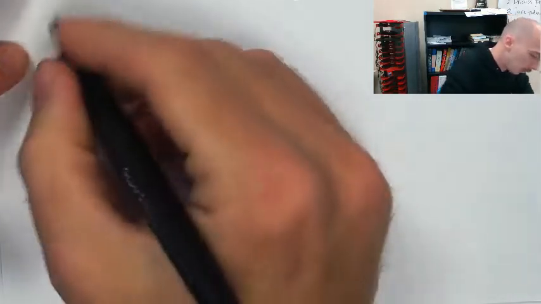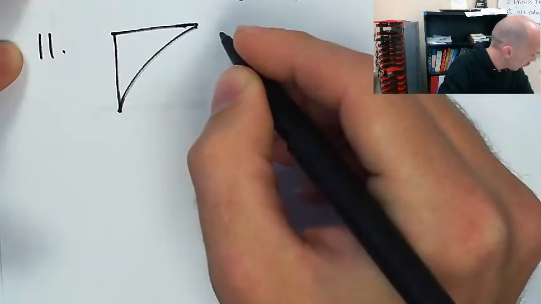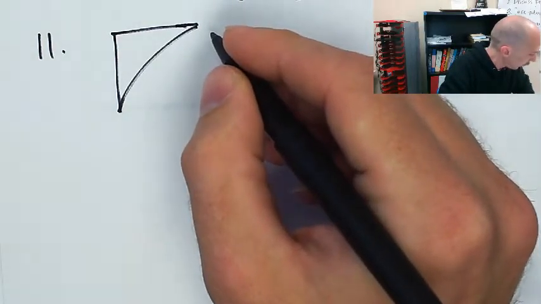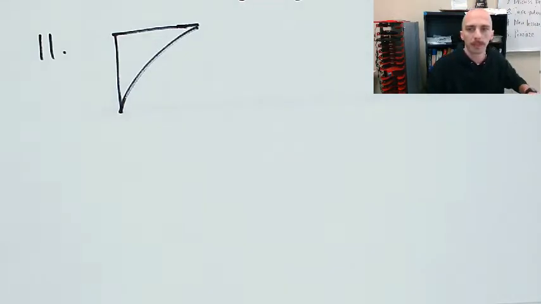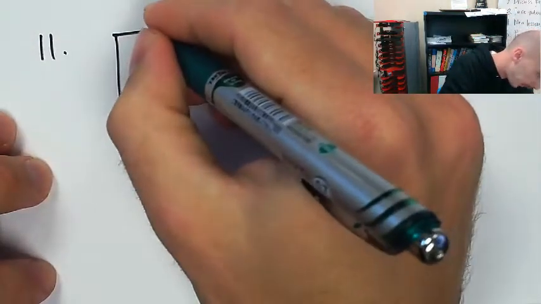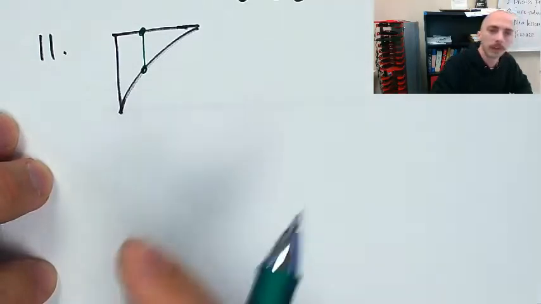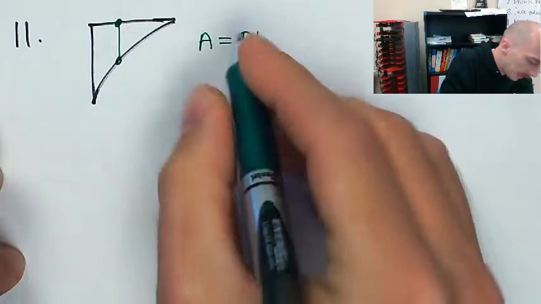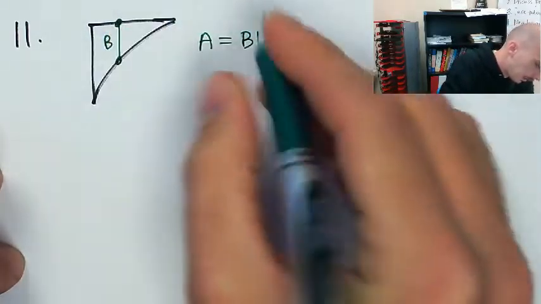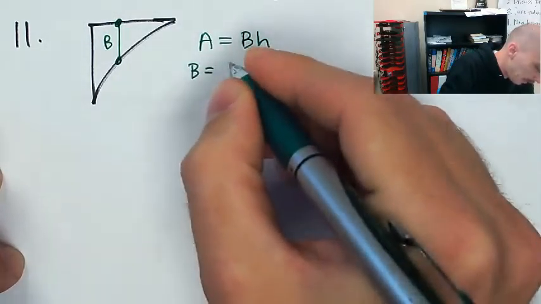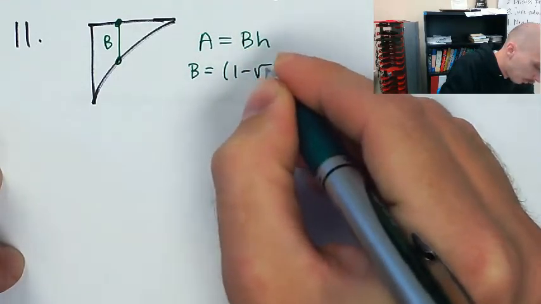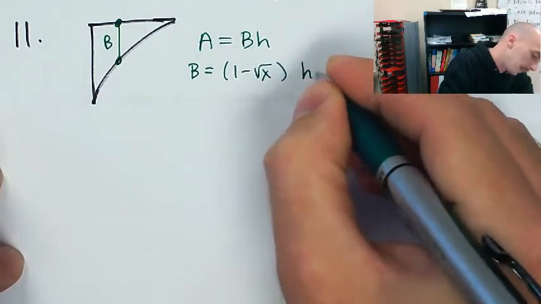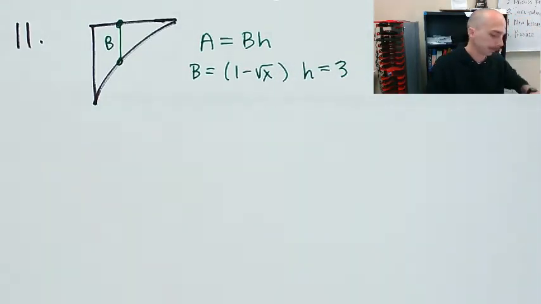Okay, number 11: the base is R1, so that's the one up here. Cross sections perpendicular to the x-axis are rectangles with height 3. This one should have been the first one, that's all right. That's a cross section perpendicular to the x-axis. Area of a rectangle is equal to base times height. In this case, this is the base. Base equals top minus bottom, 1 minus square root x. Height is equal to 3 because they said so.